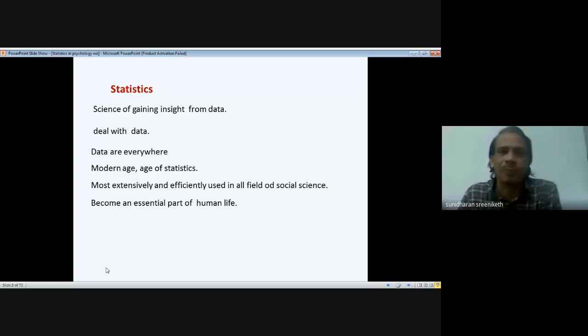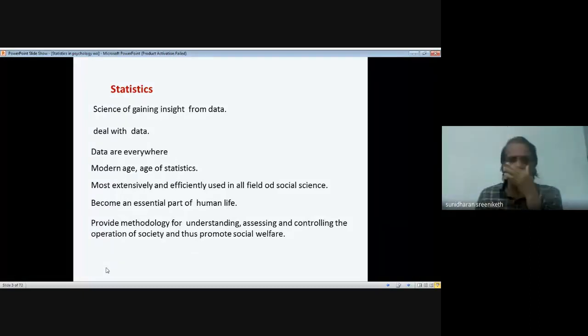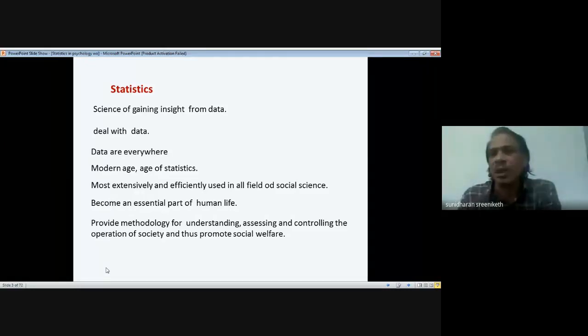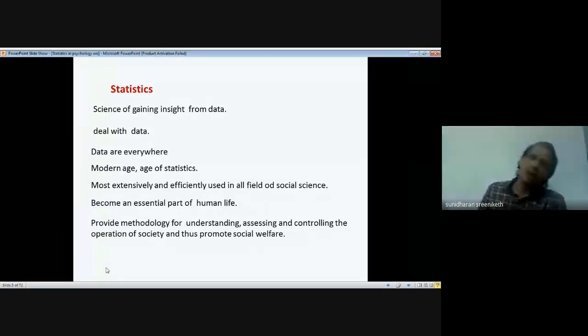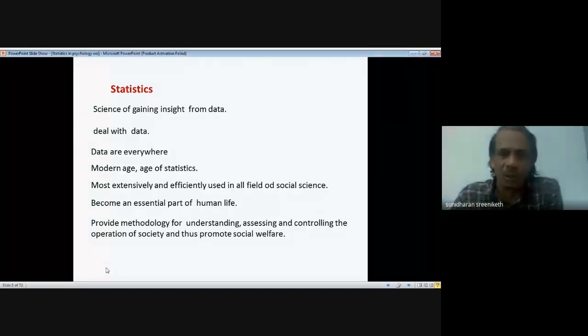Every kind of information that we know is about some kinds of dealing of statistics, or dealing of the information in our daily life. Actually, this is a methodology for understanding, assessing, and controlling the operation of society, and thereby promoting the social wealth. Many kinds of informations are used for understanding the various facets of our social life, or assessing the social life, and also controlling the social life. So this is very important. Statistics is very important for understanding, assessing, and controlling the operation of society.